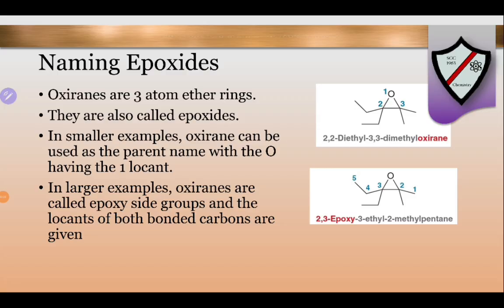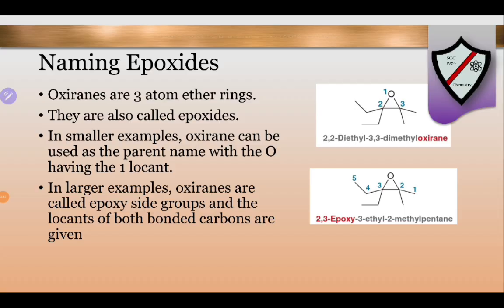We don't see this very often, but when we use this naming scheme, we're going to use the oxygen atom as locant number 1, and then the 2 carbon atoms are going to be 2 and 3. The more substituted carbon atom should be number 2, with number 3 being the less substituted or not substituted at all carbon in some cases.